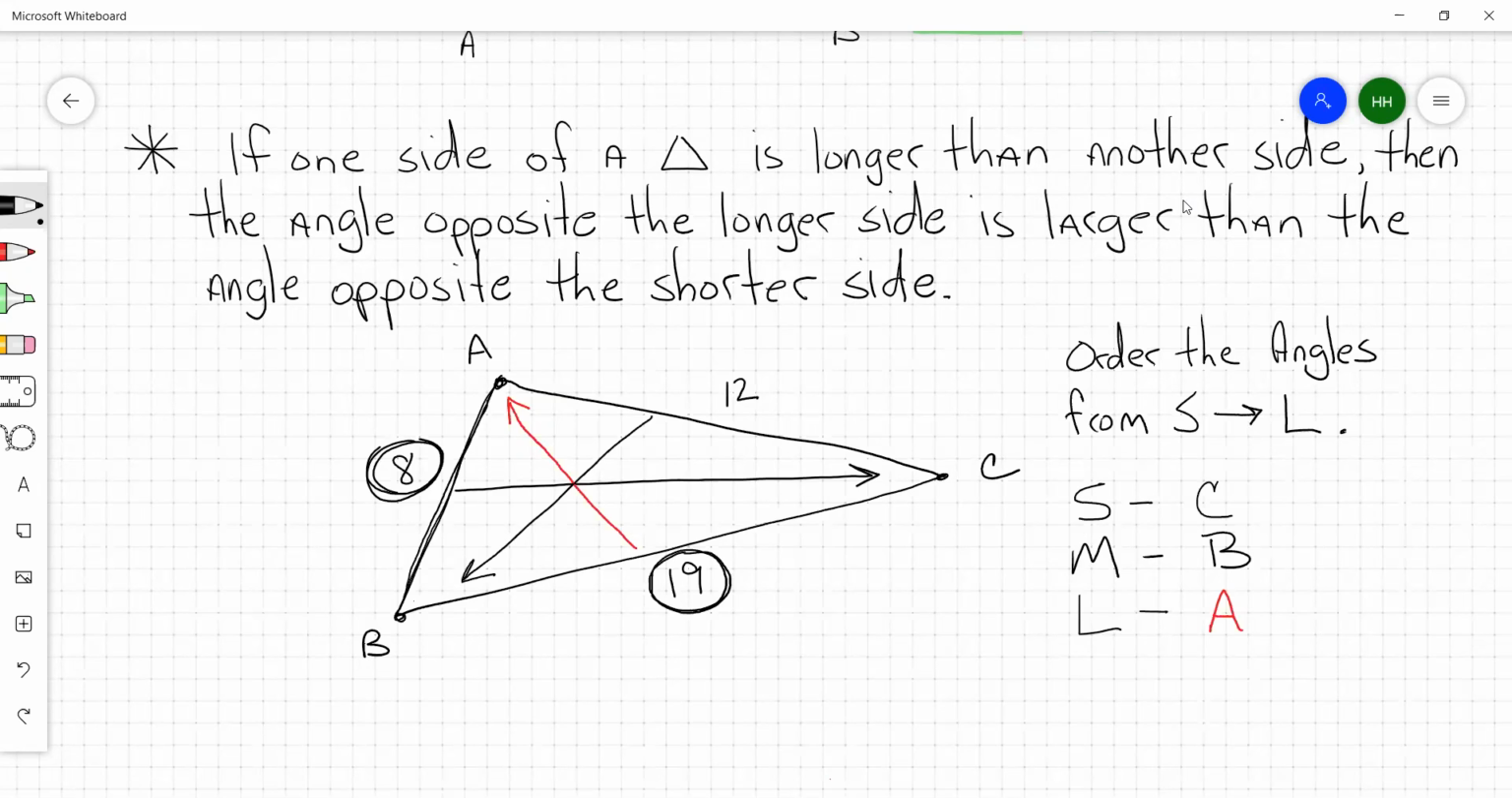This angle has to be the smallest because it opens up the shortest distance, doesn't it? It only opens up 8 units. Angle A has to open up 19 units. It's got to open up from here all the way to here. This angle, A, ends here and here. It's got to open up 19 units. It's got to open up the most. So it's got to be the largest.